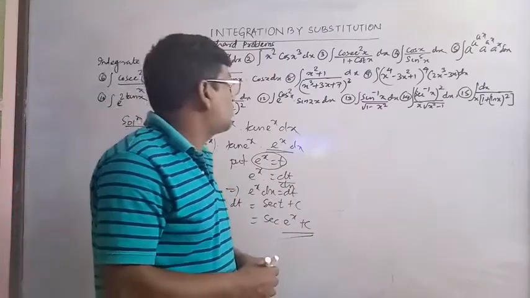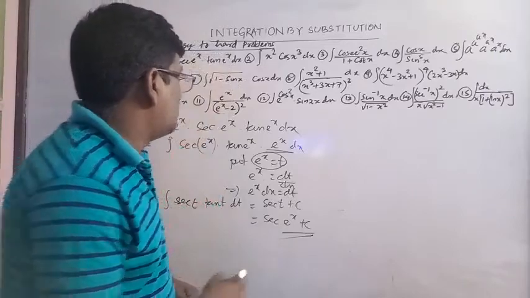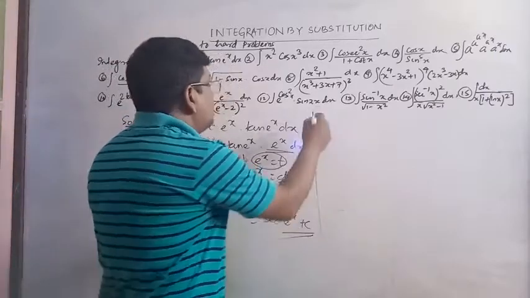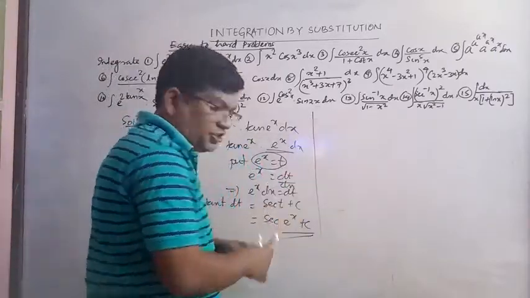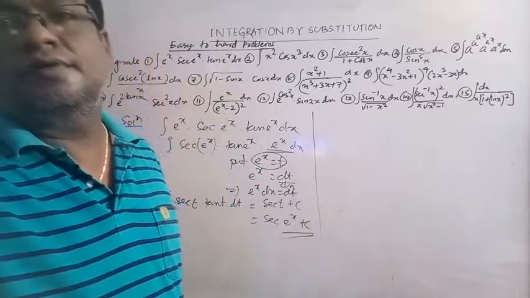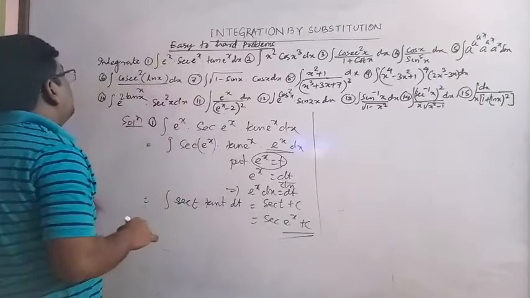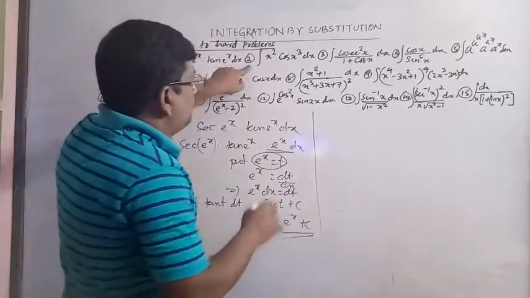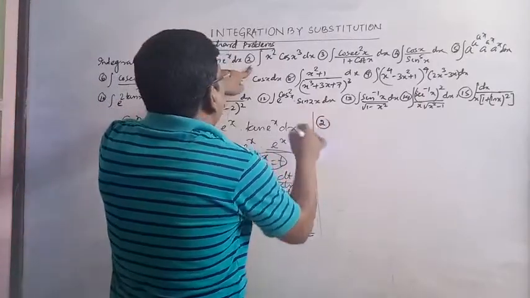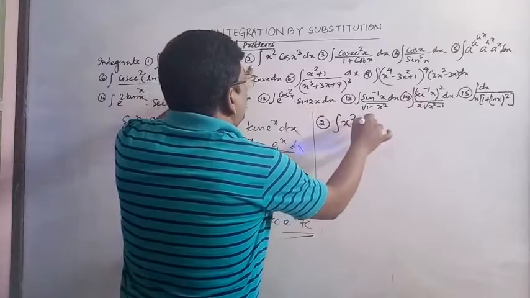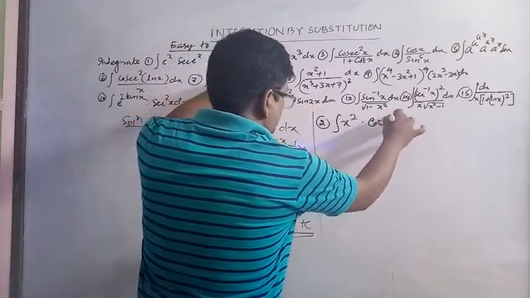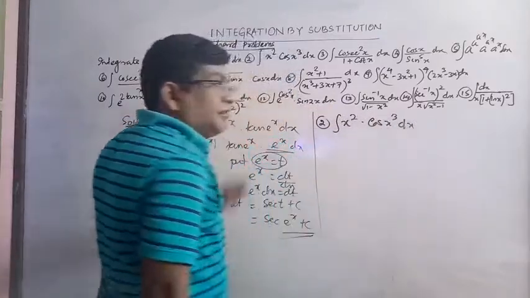Okay, this is the answer of question number 1. Now question number 2. This is question number 2: the integral of x square cos x cube dx.